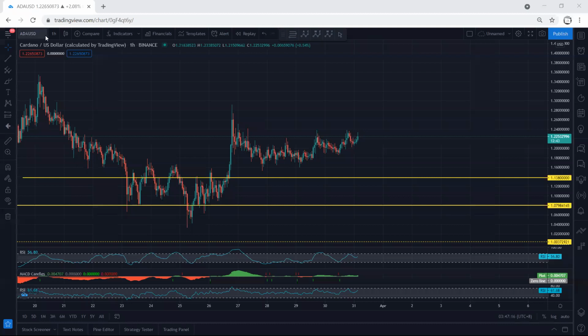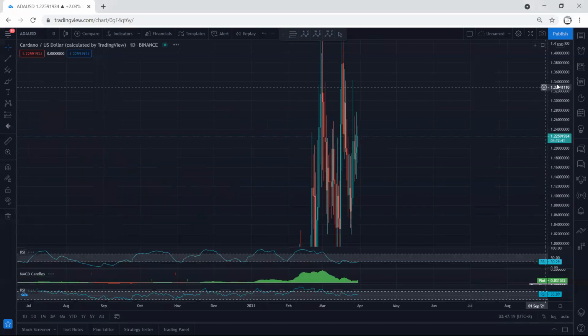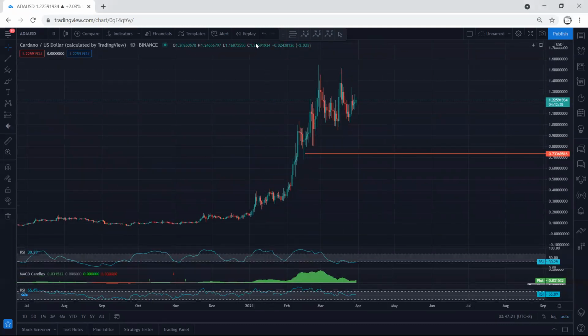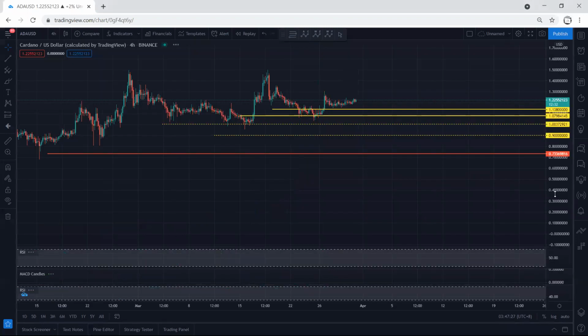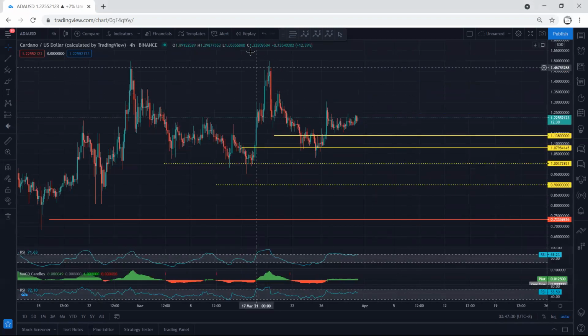Okay, and now we want to see how we can look at the chart based on higher time frame. If we move to the daily chart, this is what we're looking for. We have nothing to discuss. All right, and if I move to the 4 hour chart, based on the 4 hour chart, we have been looking for this, and this is the correction.